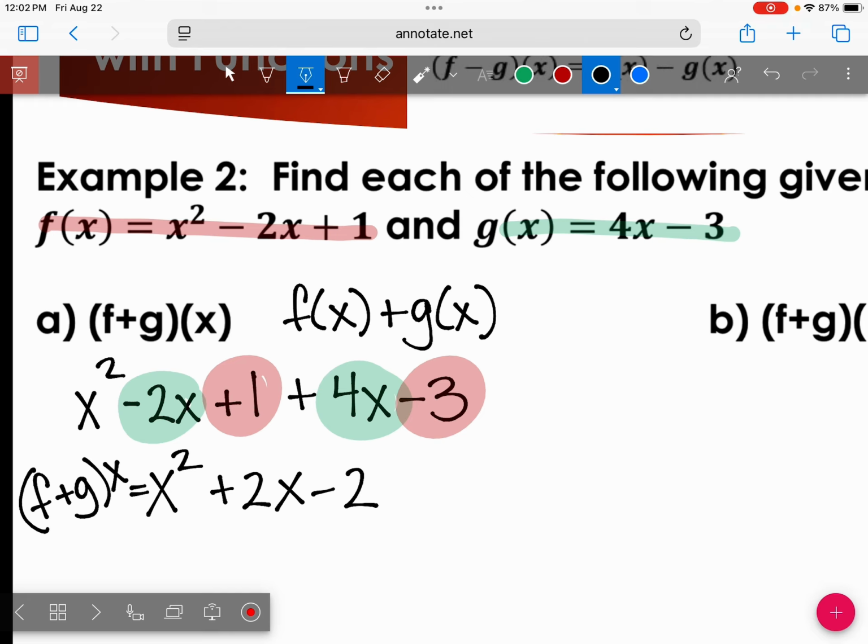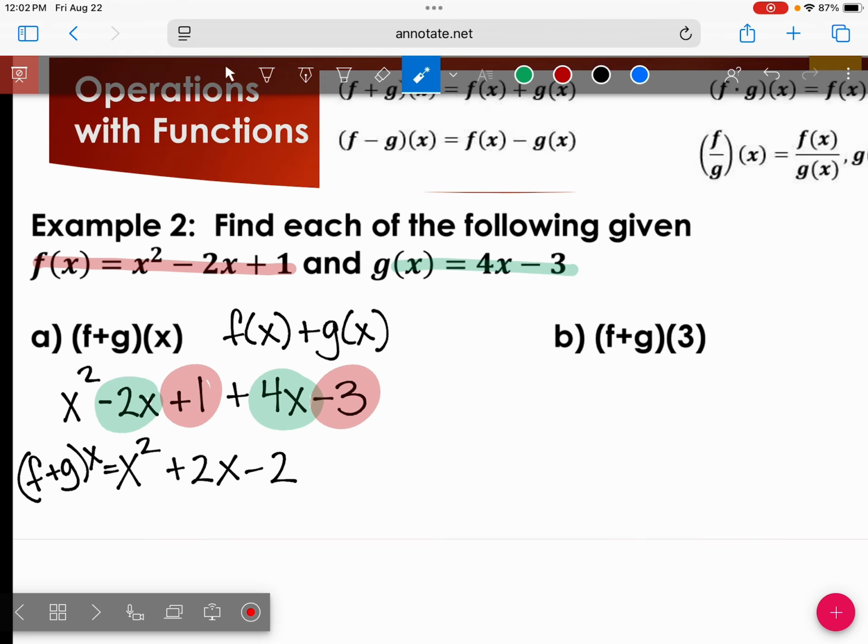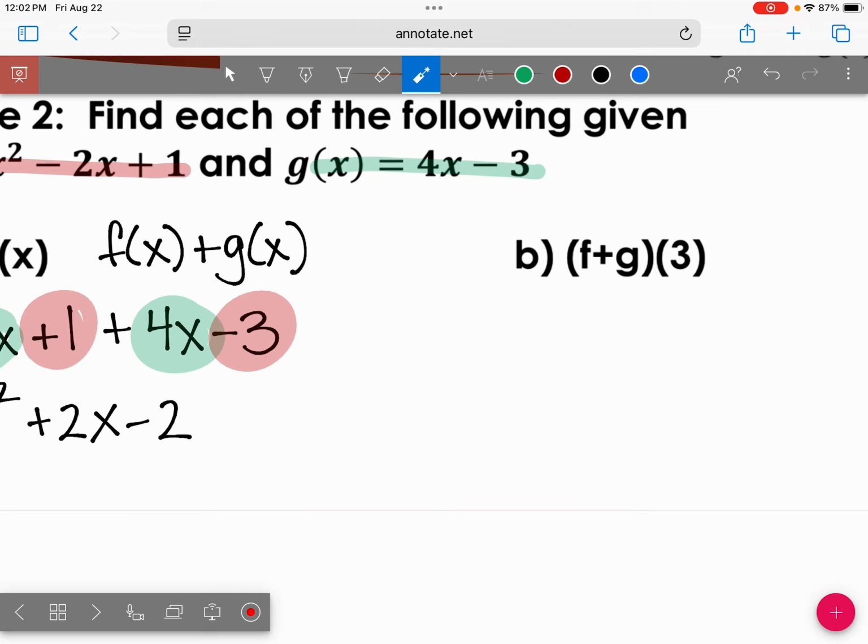So I'm going to show you two different ways to do part B, because when you take your quiz, it's going to be set up in a way where the operation in part A may not match the operation in part B. So I'm going to show you two different ways to do it. One method, if you're asked to find f plus g of 3, is to find f of 3 and g of 3. So let's go ahead and do that.